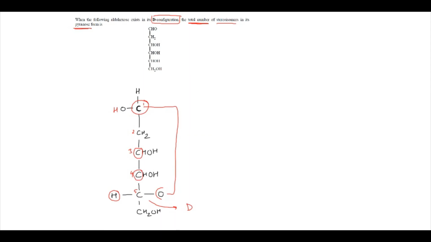So the total number of possible stereoisomers will be 2 to the power n, where in this case n is equal to 3, that is the number of chiral carbons. So 2 to the power 3 is equal to 8. So although the compound has 4 chiral carbons, we can take only 3 because the system is locked. The 5th chiral carbon is locked in D configuration. So we cannot take that into count.